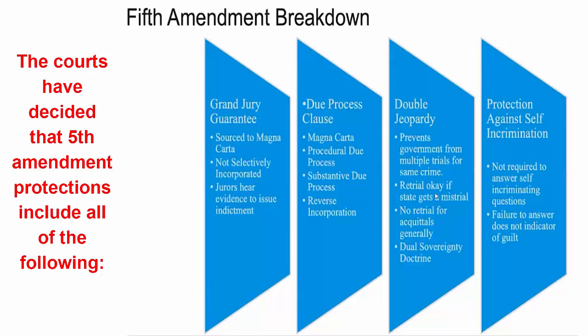If there is a mistrial, right, where there's no official verdict given, then you can be retried again. And then finally, the Fifth Amendment protects against self-incrimination. You're not required to answer self-incriminating questions, and your failure to do so does not indicate guilt, right? You have that right not to respond as well.